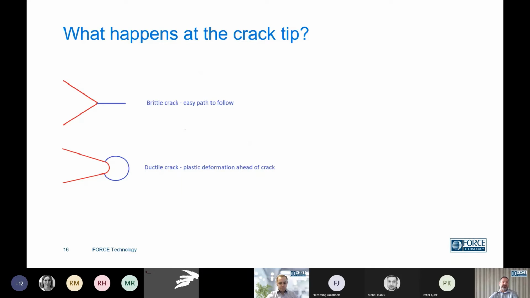Whereas if we look at a ductile crack, we see this circle in front, and that tells us that the crack doesn't have a straight path. There are some other things in there that are stopping this crack from growing. And the more work is required to make that crack grow, the higher the fracture toughness will be.